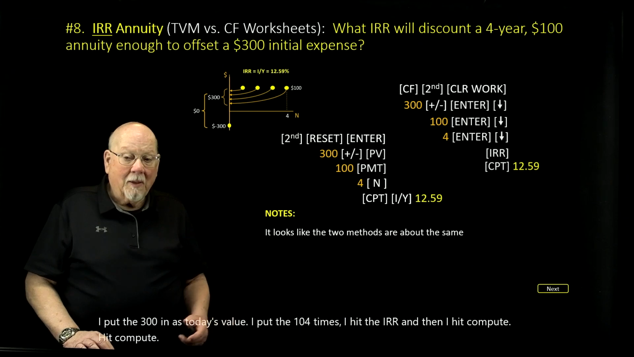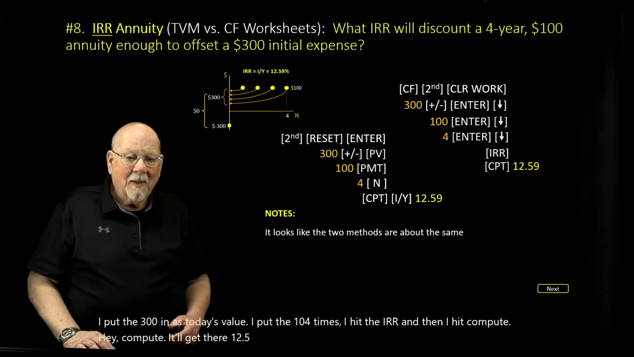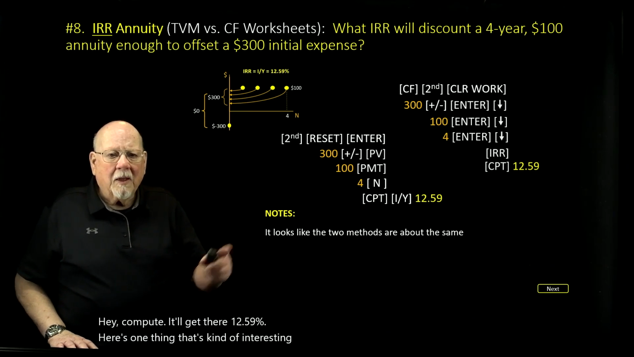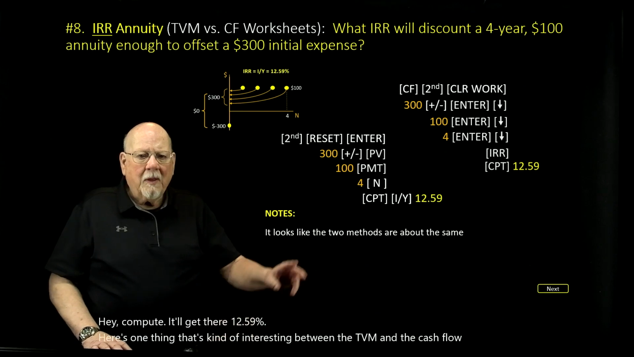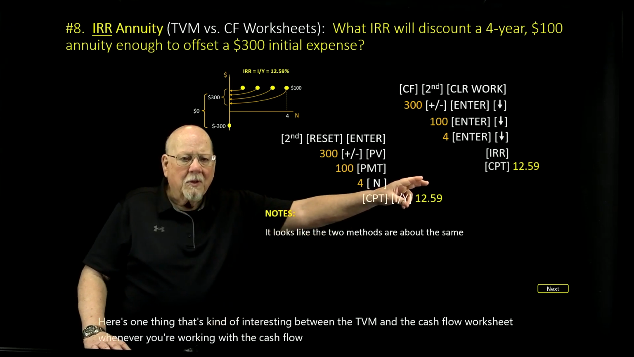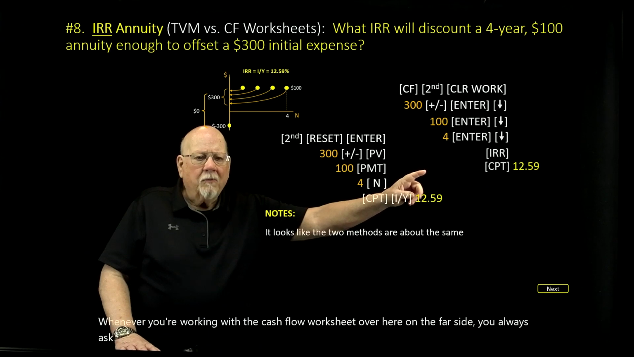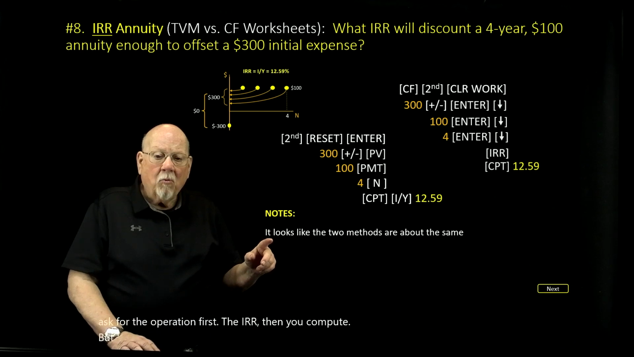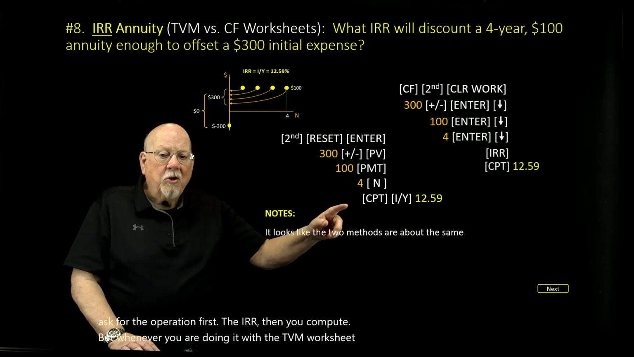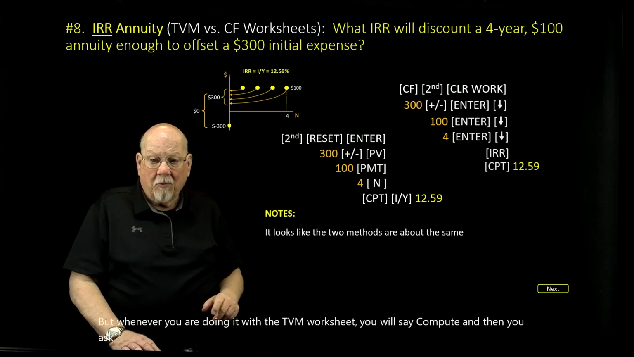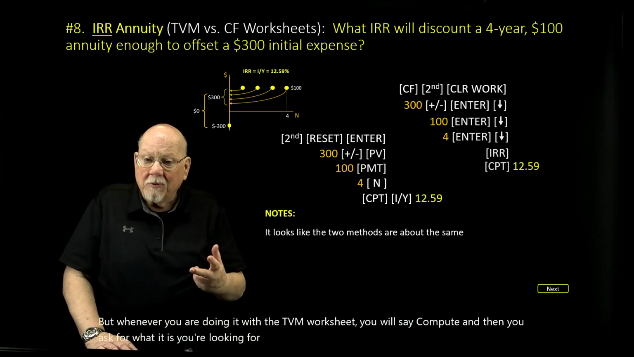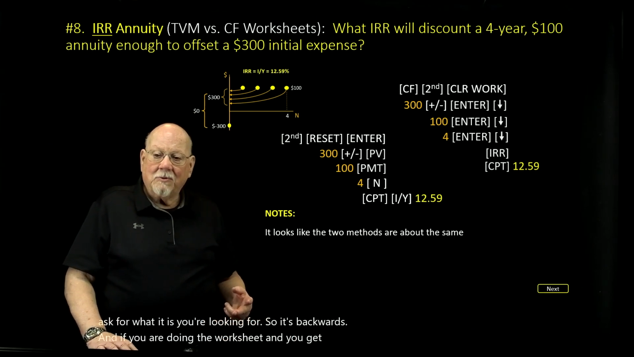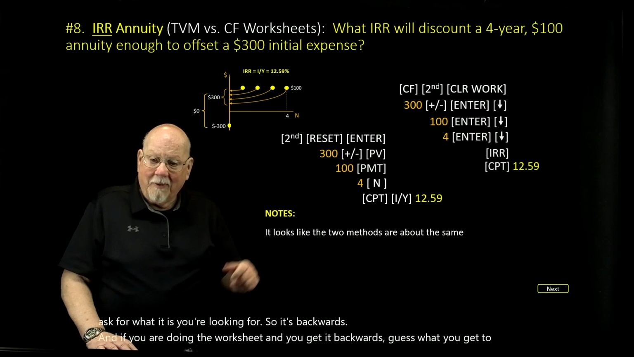Hit compute, and it'll get there, 12.59%. Now, here's one thing that's kind of interesting between the TVM and the cash flow worksheet. Whenever you're working with the cash flow worksheet over here on the far side, you always ask for the operation first, the IRR, then you compute. But whenever you are doing it with the TVM worksheet, you say compute, and then you ask for what it is you're looking for. So it's backwards. And if you are doing the worksheet and you get it backwards, guess what? You get to populate the worksheet over again.